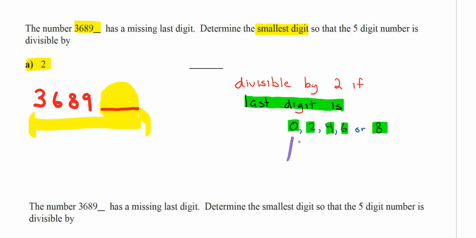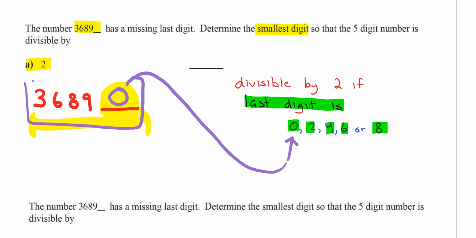Well, I think 0 is the smallest, so if I plug in 0 for my last digit, that would make this number 36,890. That's definitely divisible by 2 because the last digit is 0, and the last digit is as small as possible. So the answer here is going to be 0.